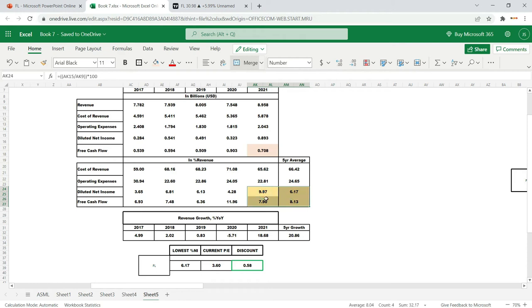Of the 4 highlighted values, we take the lowest to divide the current PE. Why the lowest? We want to take the lowest yield so we can have a baseline of our assumptions. In this case, it's 6.17, the 5-year net income yield average. We'd use it to divide the current PE and we'd get a discount of 0.58. Meaning we're buying this now at a discount as we're buying their yield at only 0.58 instead of 1. If you see here the revenue growth, I don't think we should pay premium for this stock because I see no consistency in their revenue growth.